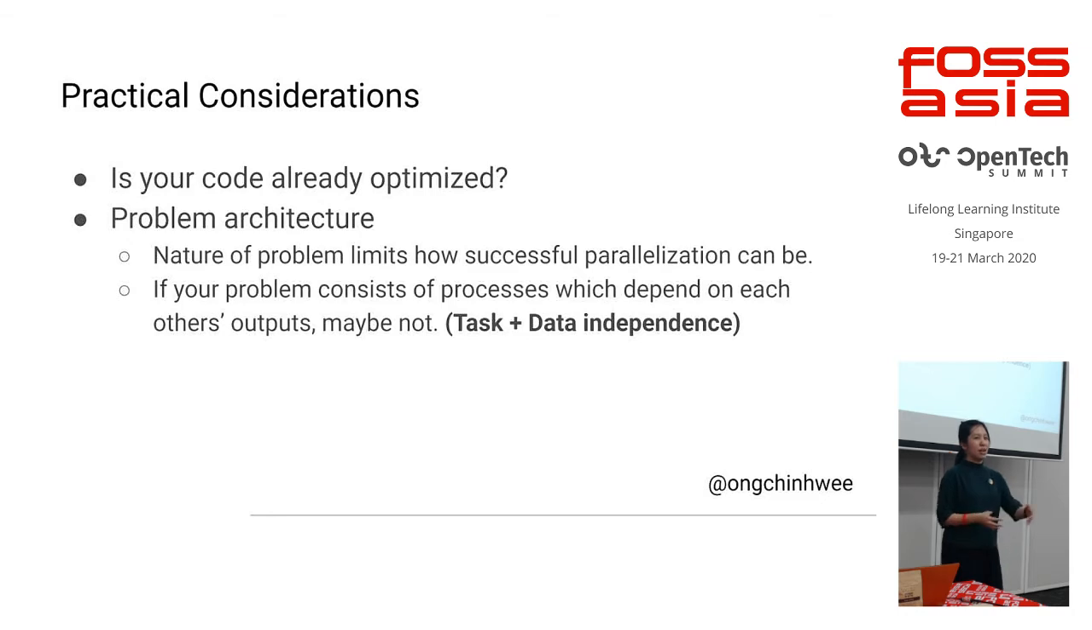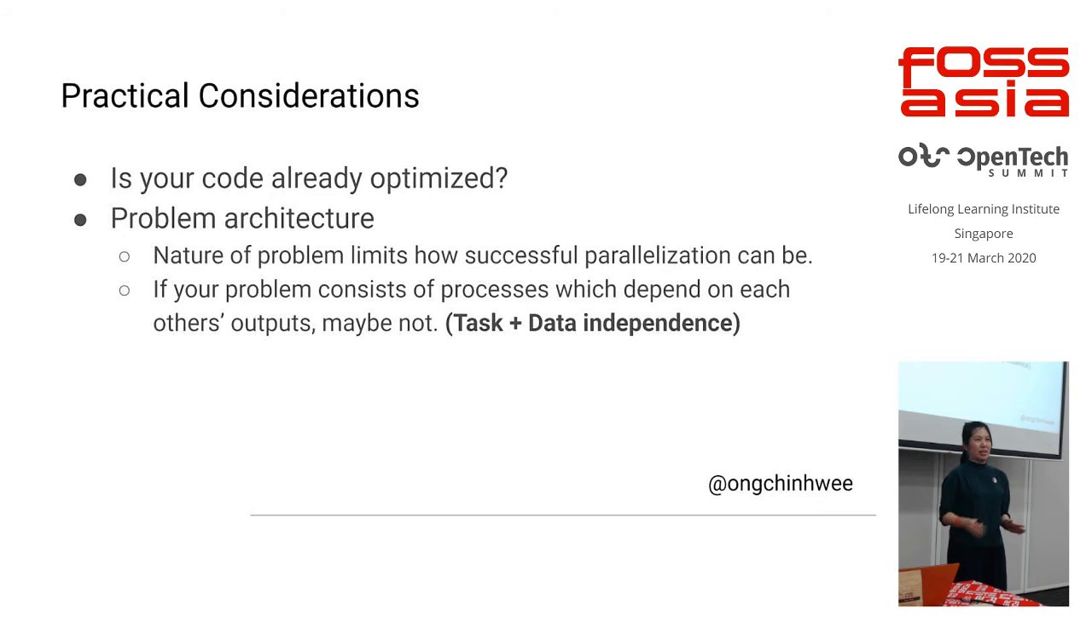Secondly, it could be your problem architecture. If I'm just having a function where I throw 1,000 things in, I do the same thing, and then I get 1,000 things out, and they don't rely on each other, then we can do the parallelizing like that. But if all those outputs would depend on each other, then you have to consider how to structure your code such that you can actually do the parallelizing. And usually it's not a very good idea.